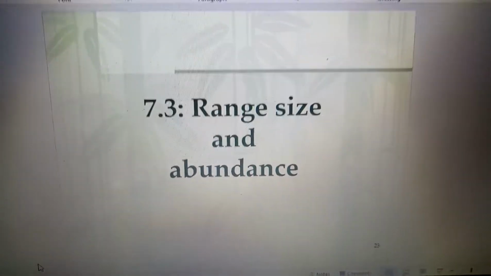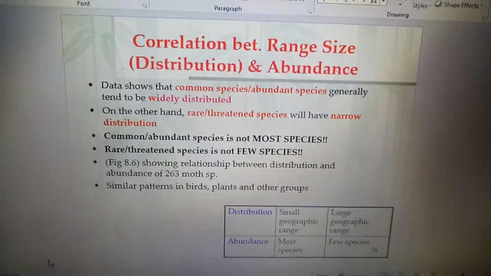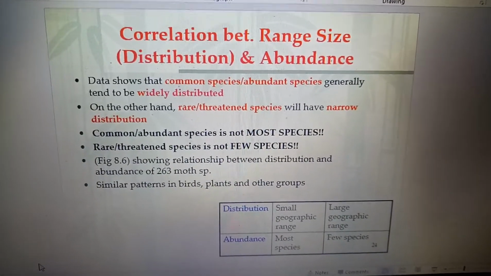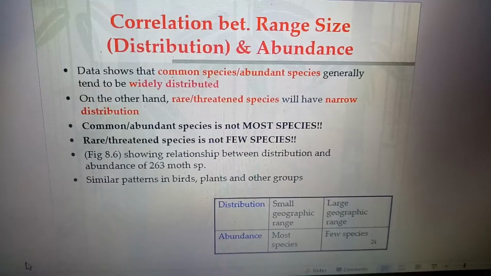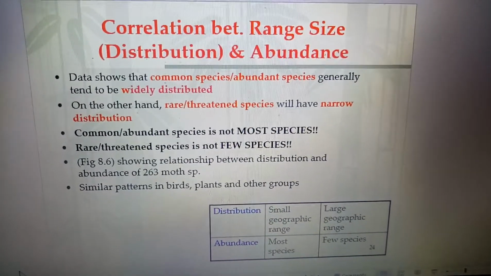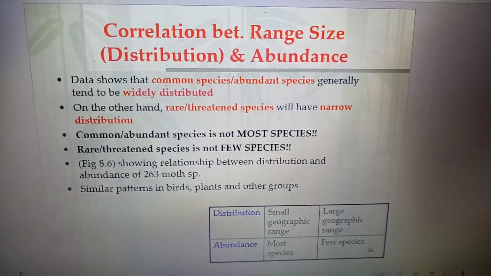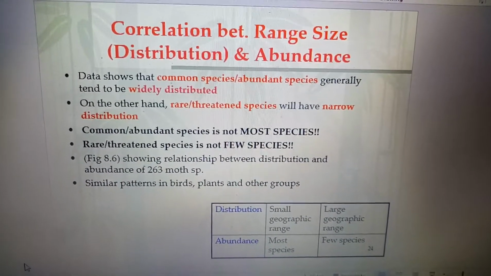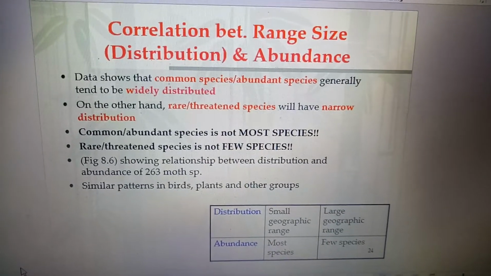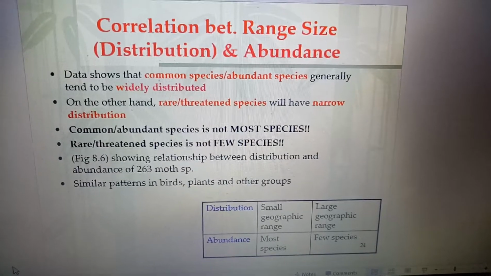Range size and abundance. What's that? This is the correlation between range size, distribution and abundance. Data shows that common or abundant species generally tend to be widely distributed. On the other hand, rare or threatened species will have narrow distribution. Common or abundant species are not most species, and rare or threatened species are not few species.